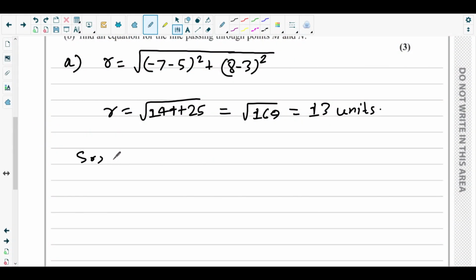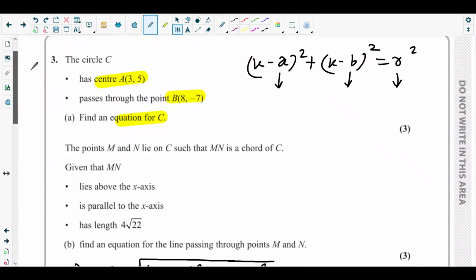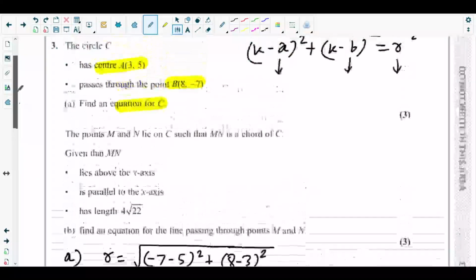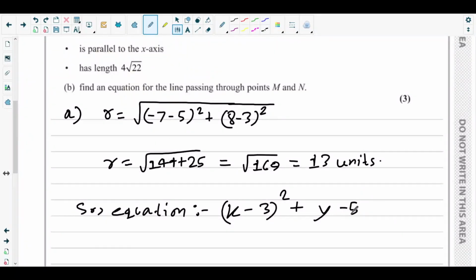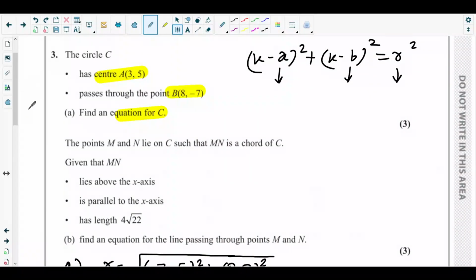So what will we get as the equation of the circle? The equation is (x minus 3) whole squared, since the x coordinate of the circle center is 3, plus (y minus 5) whole squared equals r squared, so 13 squared. This is the equation for the circle C, and that's what they have asked for in part A.